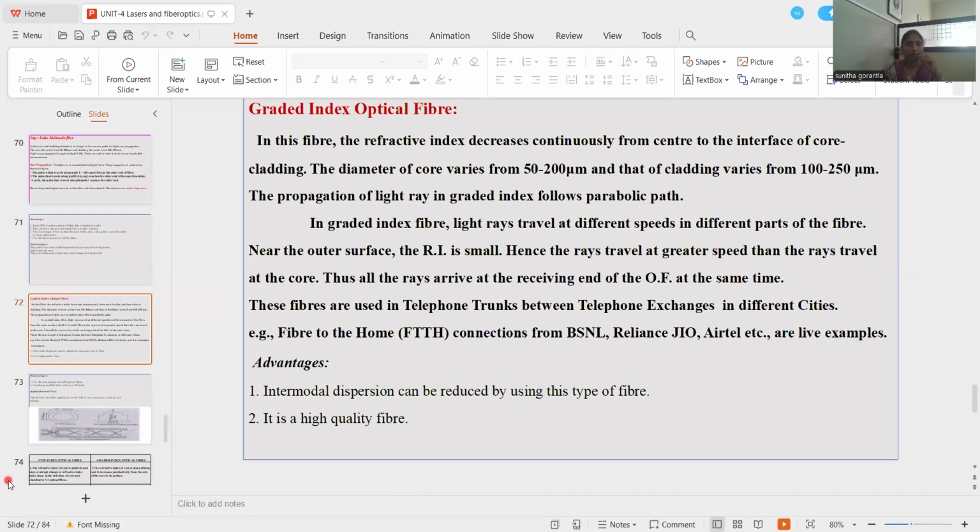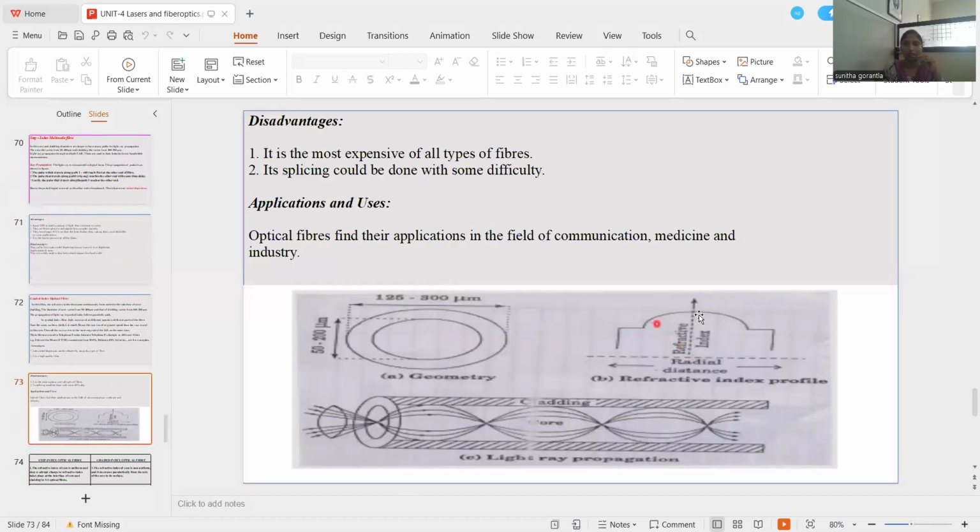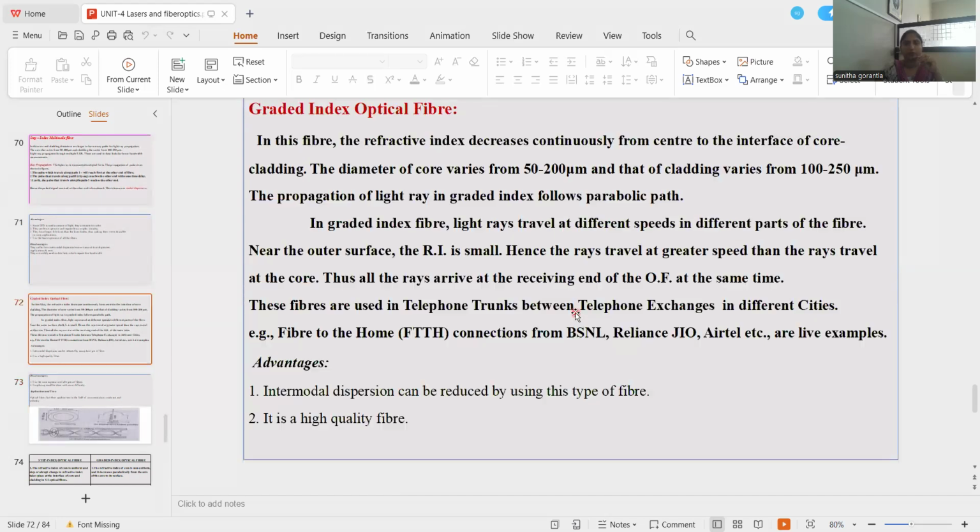The propagation of light ray in graded index follows a parabolic path. See here, parabolic path. So at the center of the core, the refractive index is high. So when moving towards the core cladding interface, it decreases like this in a parabolic manner.